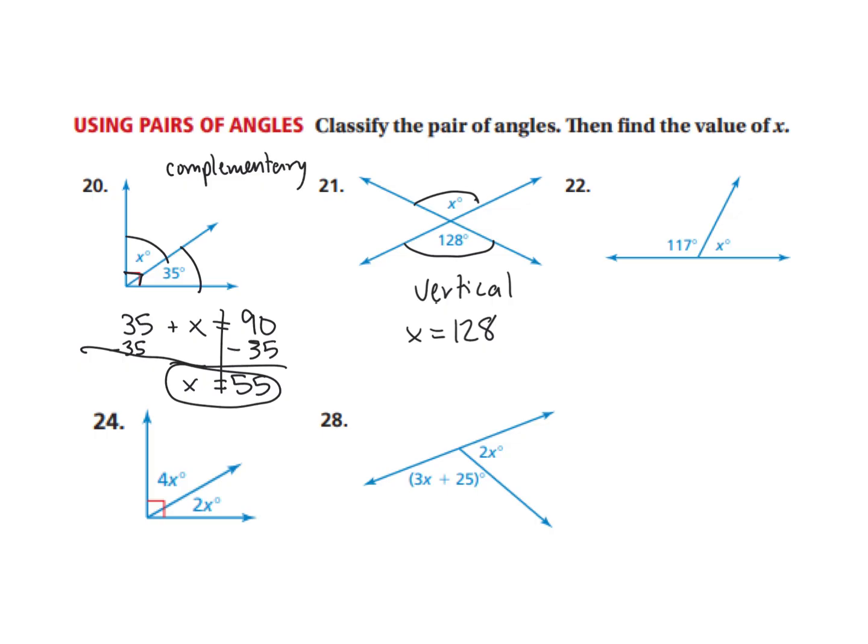All right, 22. Now I've got two angles that are sitting along the same straight line. This means that these are supplementary. Again, supplementary meaning they add to 180. 180 is a straight line.